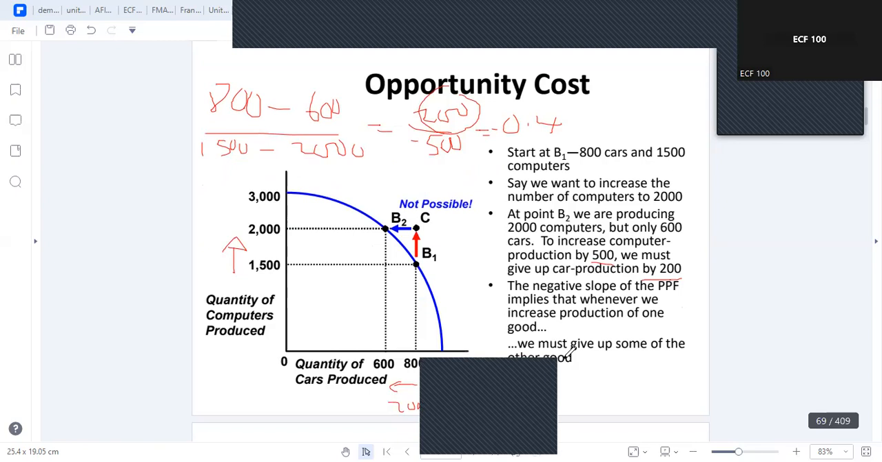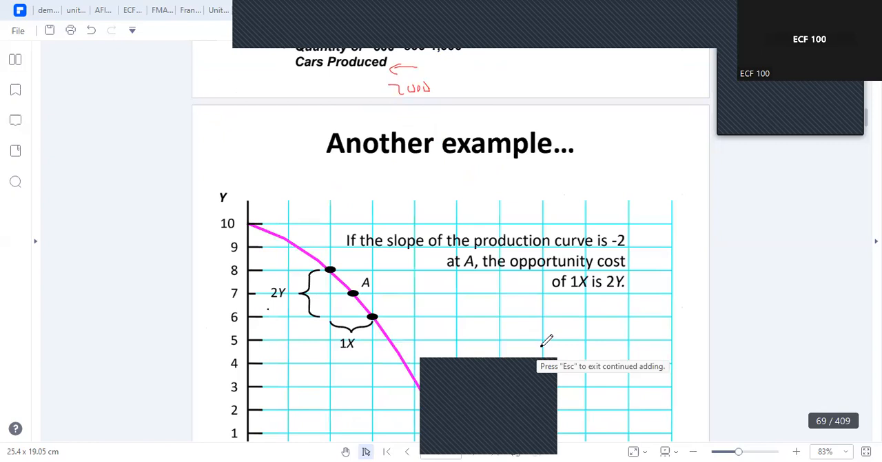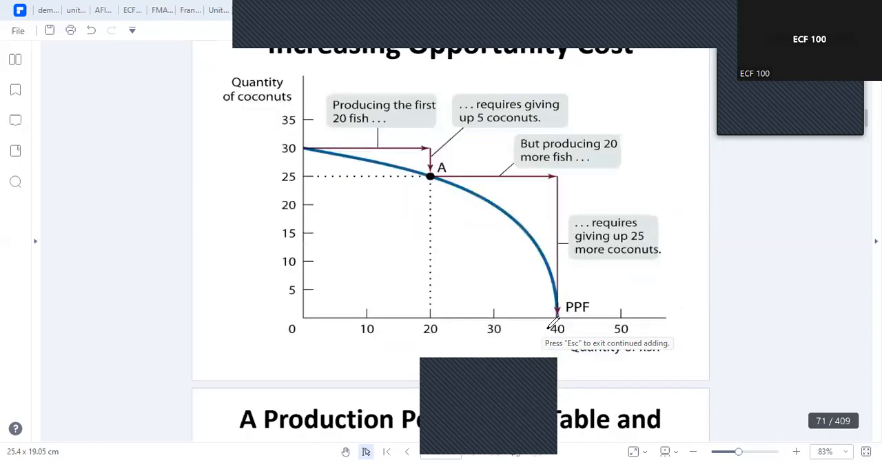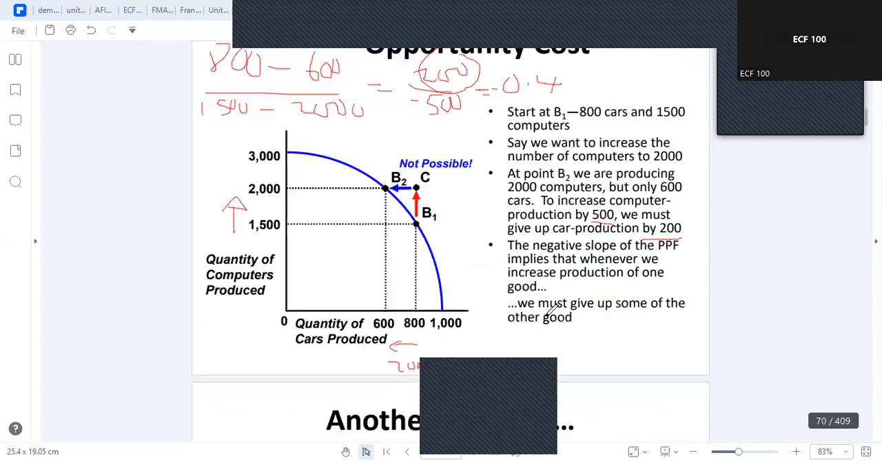So we must understand that we are giving up the other good. So that is a computation. So the slope is the opportunity cost itself. Any questions so far at this point? So what is the opportunity cost of increasing production from 1,500 to 2,000? The opportunity cost is 200 cars. So we're giving up 200 cars to increase production by 500.